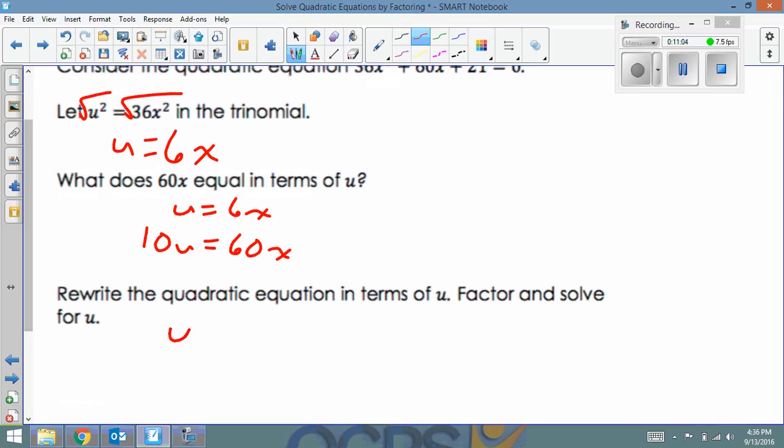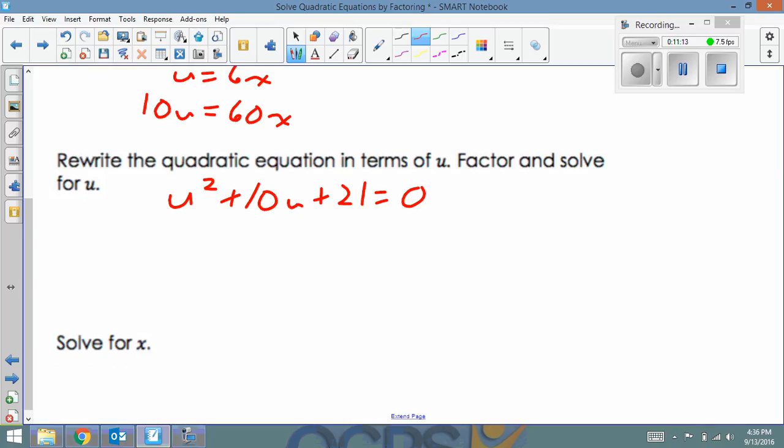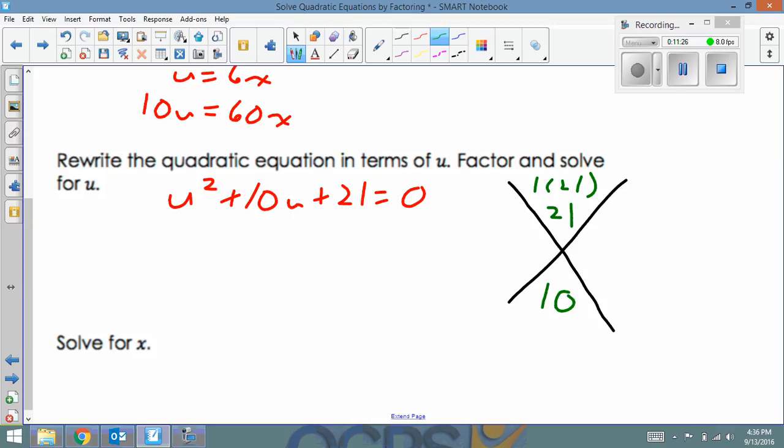So our new quadratic equation is going to be u squared plus 10u plus 21 equals 0. And now we can go ahead and solve these. Okay, we're going to do the x method again. Again, it's a times c. A in this case is 1, so it's going to be 1 times 21, which is just 21. Our b goes in the bottom. Our b in this case is 10. Remember, it's the middle one. So the two sides, again, are two numbers that multiply to get 21, but add to get 10. That's going to be 7 and 3.